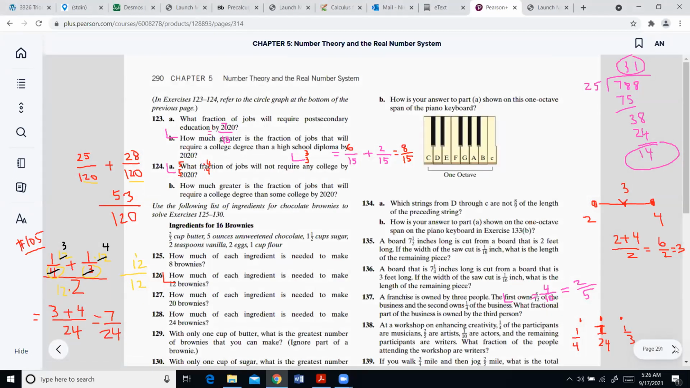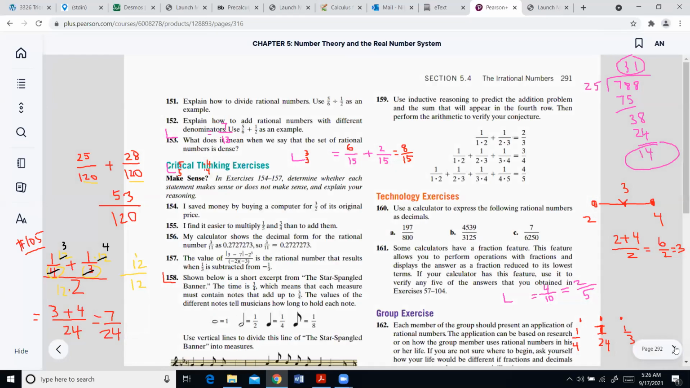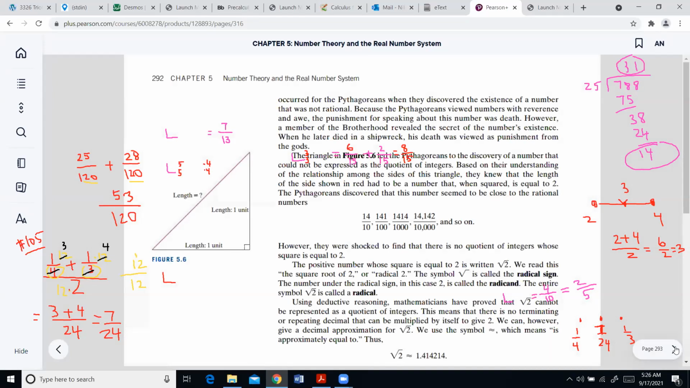Section number 5.4 that talks about so-called irrational numbers. So what does that mean? Irrational numbers. Well, it turns out those are also decimals, but they're infinite decimals. So if you, for example, consider a square root from 2, this number actually continues infinitely.